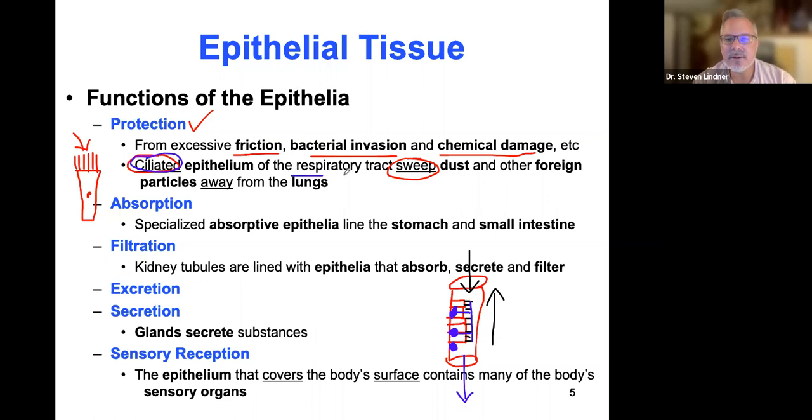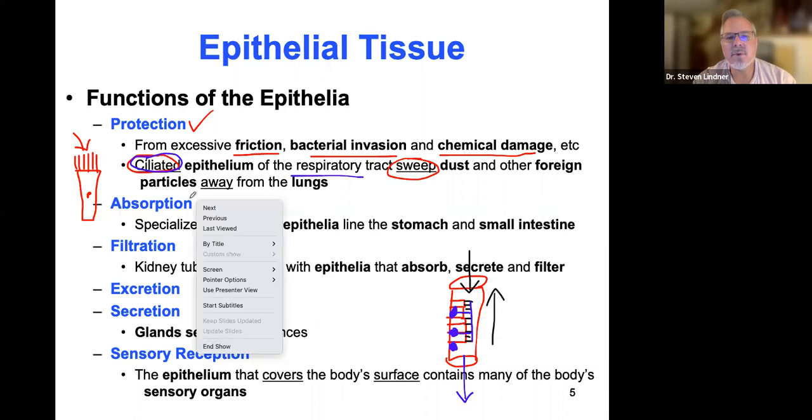They are found in the respiratory tract, and they sweep any dust or foreign particles away from the lungs. You'll also have these cilia in the woman's fallopian tubes or the uterine tubes that are moving and trying to move the ovulated egg to be fertilized by the sperm. Again, the sweeping motion of the cilia.